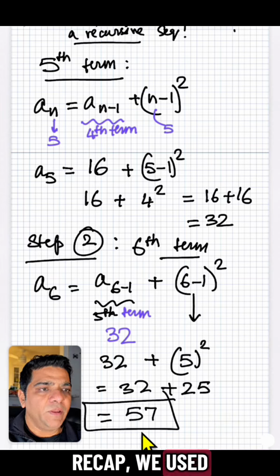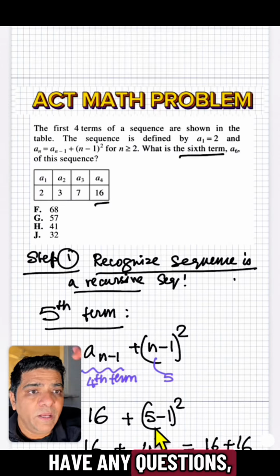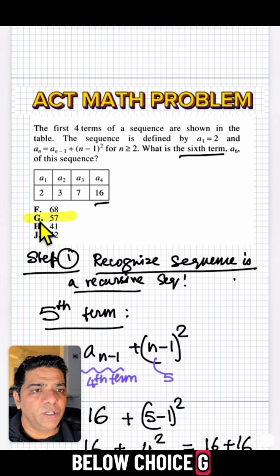So just to recap, we used the previous term to get to the next term. This is called a recursive sequence. If you have any questions, please let me know in the comments below. Of course, choice G is our final answer.